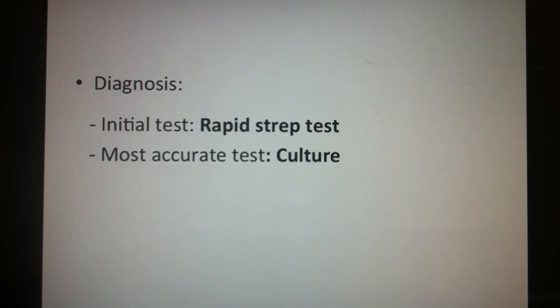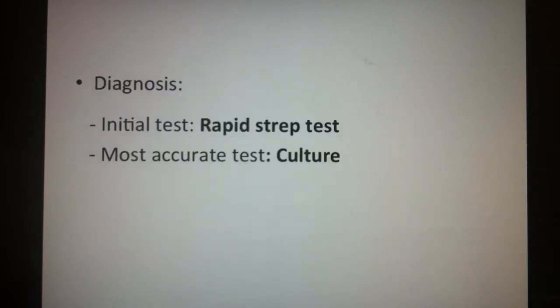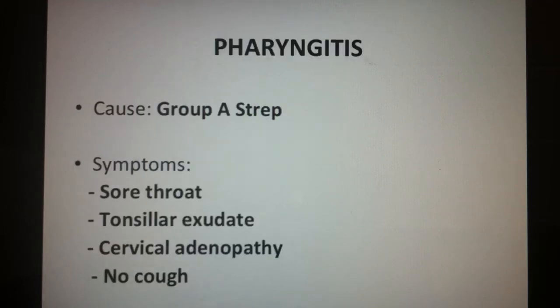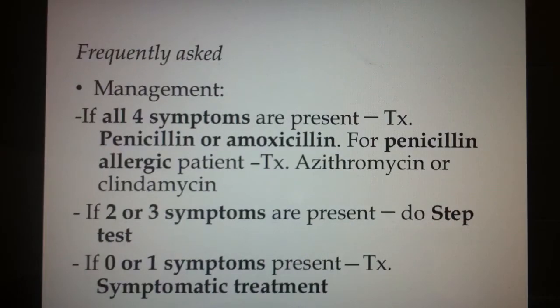Diagnosis: the initial test is rapid strep test, and the most accurate test is culture. Testing is not important. On USMLE Step 3, they're going to give you a question about acute pharyngitis and ask you what to do next. So the important thing is to know all the symptoms, go over all the symptoms, and see if the question has all the symptoms. If all the symptoms are present, give the patient treatment, penicillin or amoxicillin. Make sure to check if the patient is allergic to penicillin. If the patient is allergic to penicillin, treatment is azithromycin or clindamycin.